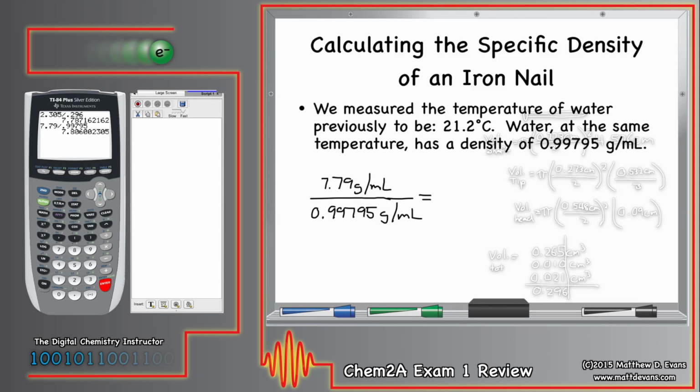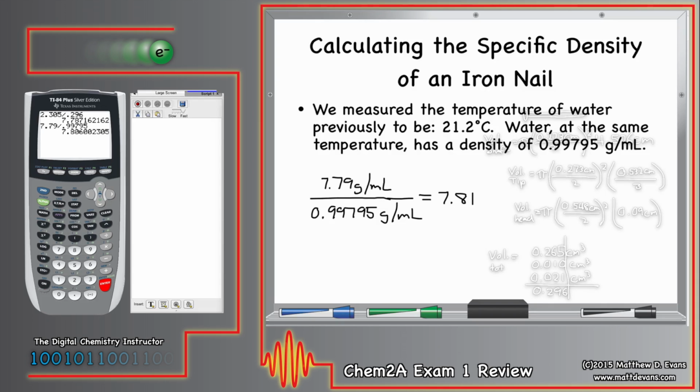Okay, so once again, we have to pay attention to sig figs. So this is going to be 7.81. There are no units because they cancel out, so grams per milliliter over grams per milliliter. I expected this to be very similar to the original density because water's density is still almost 1 at that temperature, but nonetheless, that's called the specific gravity. It's a very easy calculation as long as we can find water's density at the same temperature.